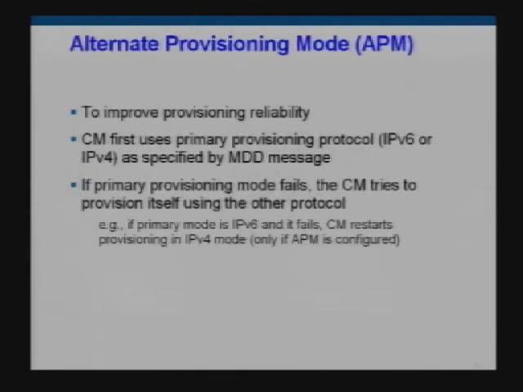Another mode is alternate provisioning mode. This is more for improved reliability. So in this case, the MDD message will ask the modem to go with alternate provisioning mode. It will try to do IPv6 based upon whether the setting is for IPv6 to be tried first. And if that fails, then it will fall back to IPv4.